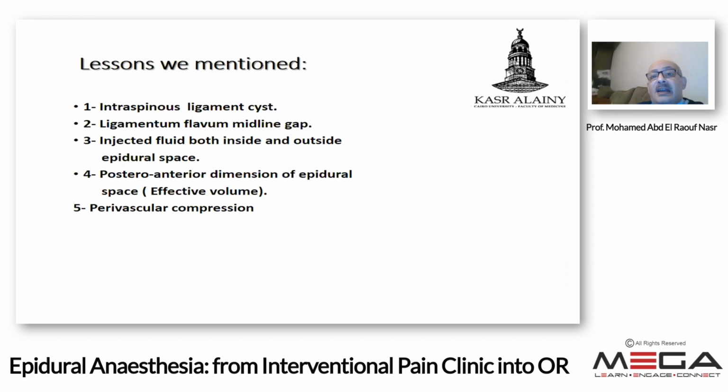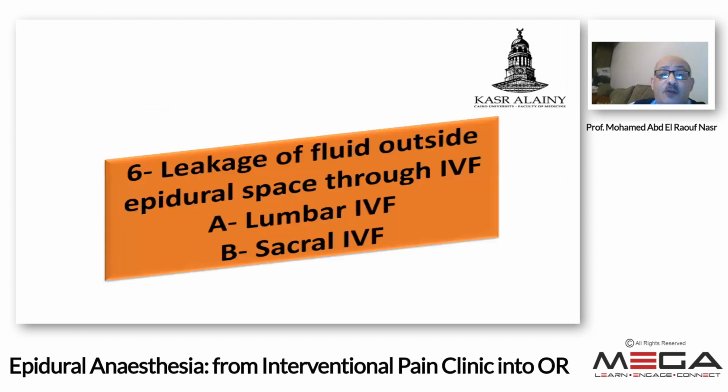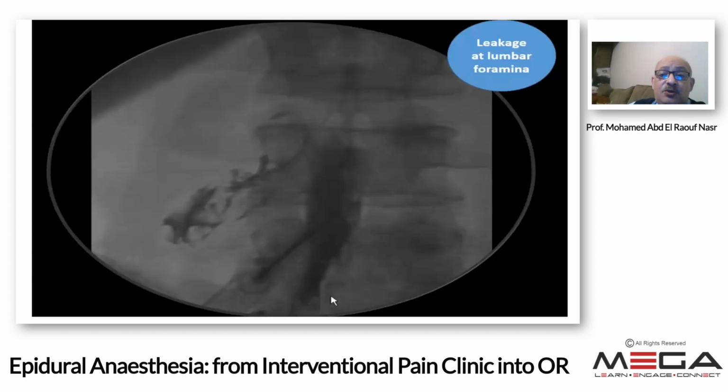So in the first part, we talked about the intraspinous ligamentum flavum cyst problems. Then we went into the epidural space. We showed the problems of injection part inside and part outside. We showed the problem of the craniocaudal spread and the effect of volume, as well as the perivascular compression. Let's now talk about our injected drug in the epidural space. Can it leak outside the epidural space?